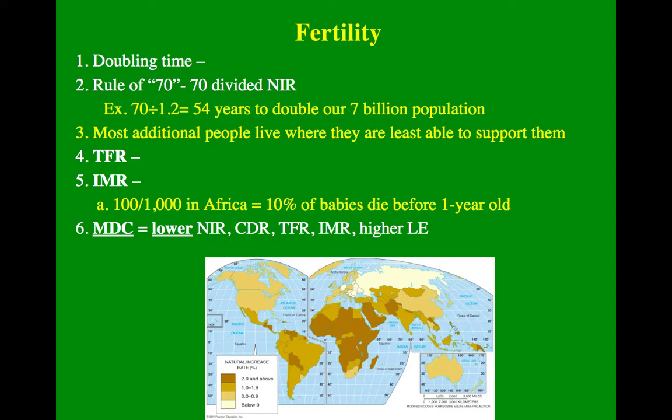The total fertility rate, if you remember that, is the number of kids that a woman will have during her childbearing years. That's always a significant number to look at because it's really high in Africa, as high as 6 or 7 in some places. IMR is significant because that tells us a lot about the healthcare system. That's an important number to know.